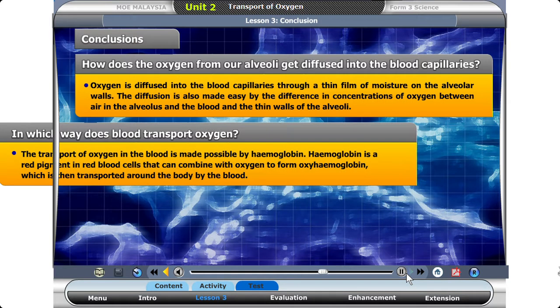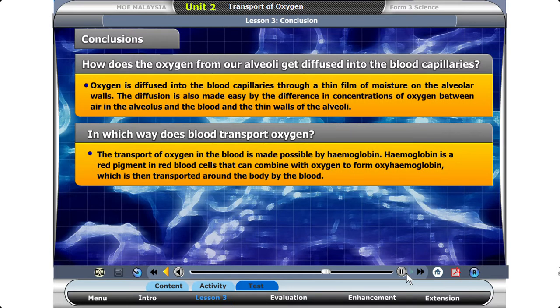The transport of oxygen in the blood is made possible by hemoglobin. Hemoglobin is a red pigment in red blood cells that can combine with oxygen to form oxyhemoglobin, which is then transported around the body by the blood.